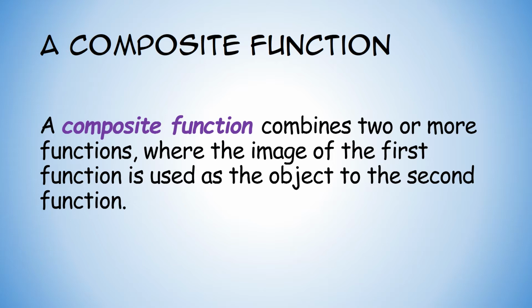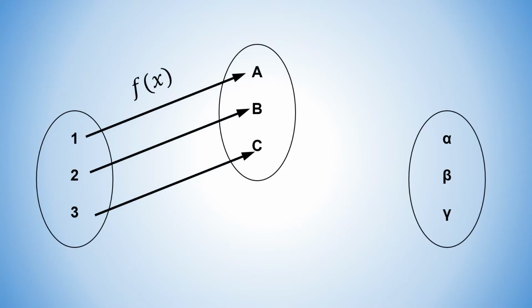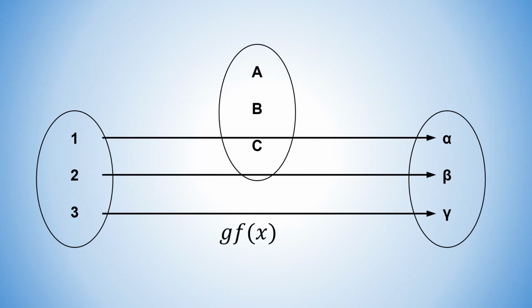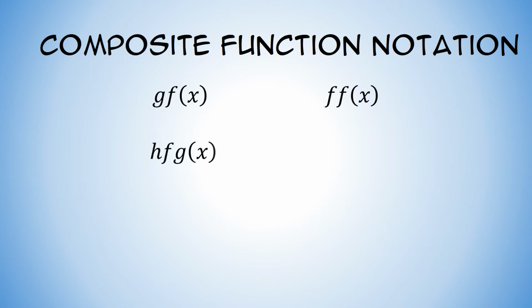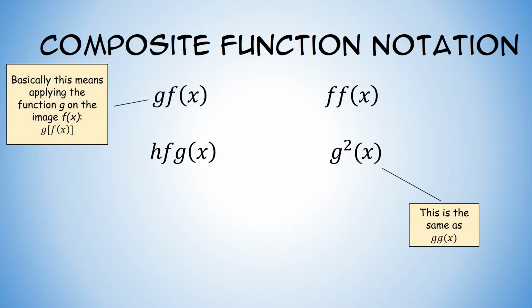Composite functions make it more convenient for us by shortening two different operations into one. So instead of inputting 1 into the function f to get a, and then inputting a into g to get alpha, we put 1 into the composite function gf of x to yield alpha immediately. Here are some examples of composite function notation: gf of x, fg of x, hfg of x, and g squared x. Basically, this means applying the function g on the image f of x.